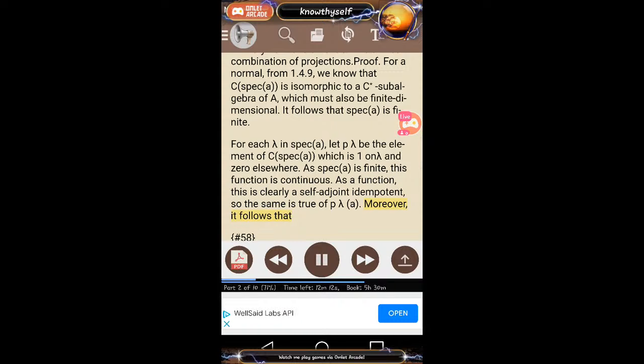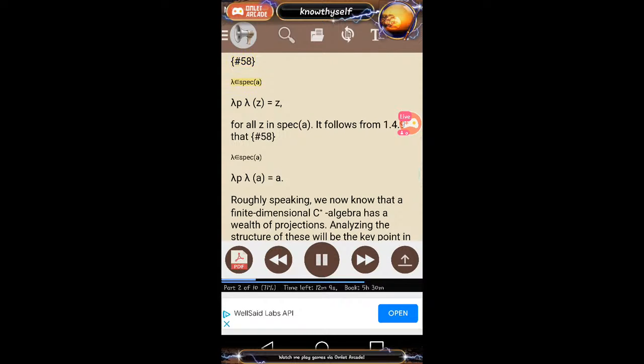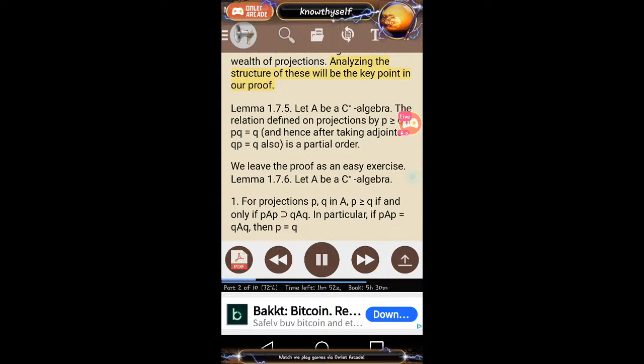Moreover, it follows that the sum over lambda in spec a of lambda p_lambda(z) equals z for all z in spec a. It follows from 1.4.9 that the sum over lambda in spec a of lambda p_lambda(a) equals a. Roughly speaking, we now know that a finite-dimensional C* algebra has a wealth of projections. Analyzing the structure of these will be the key point in our proof.